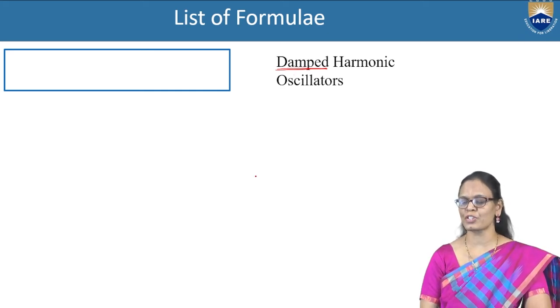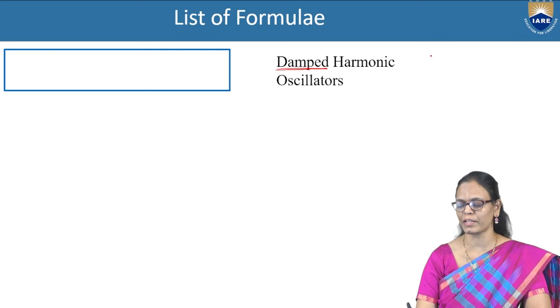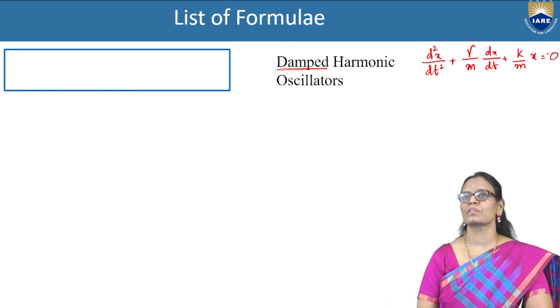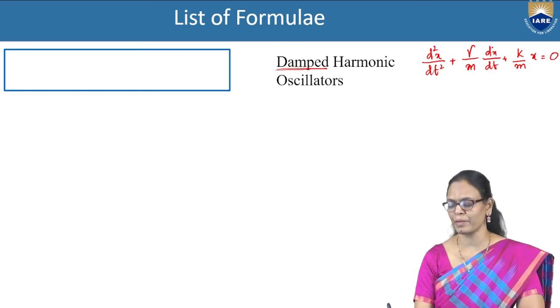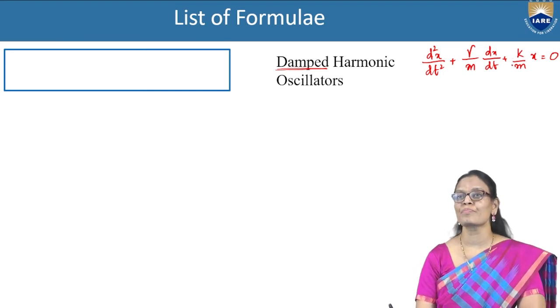So what is the expression for a damped harmonic oscillator? It is given by d square x by dt square plus gamma by m into dx by dt plus k by m into x is equal to 0. So this is what we have for a harmonic oscillator. Gamma is due to the damping and k is the spring constant. So we are also substituting the constants.